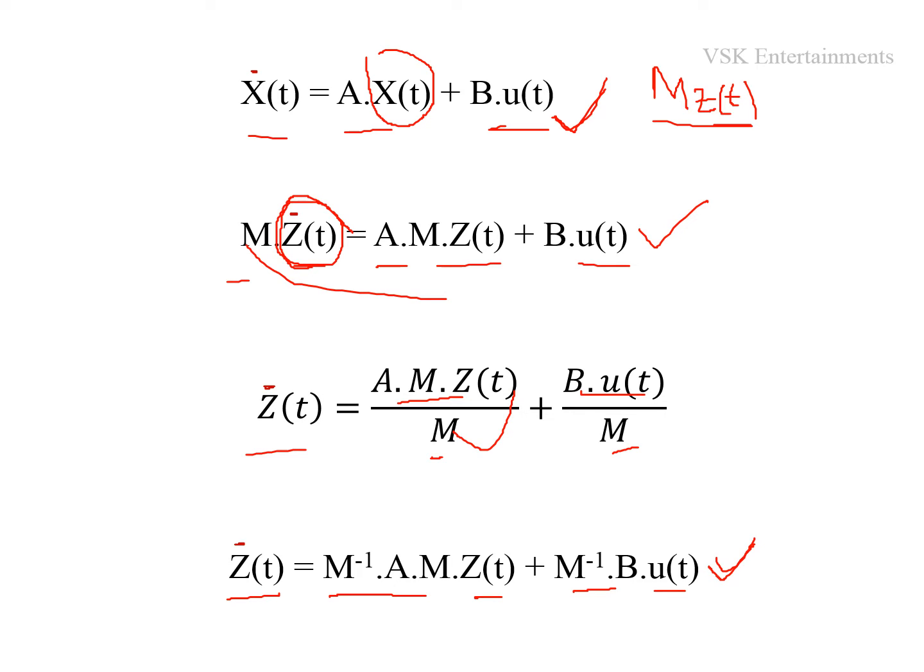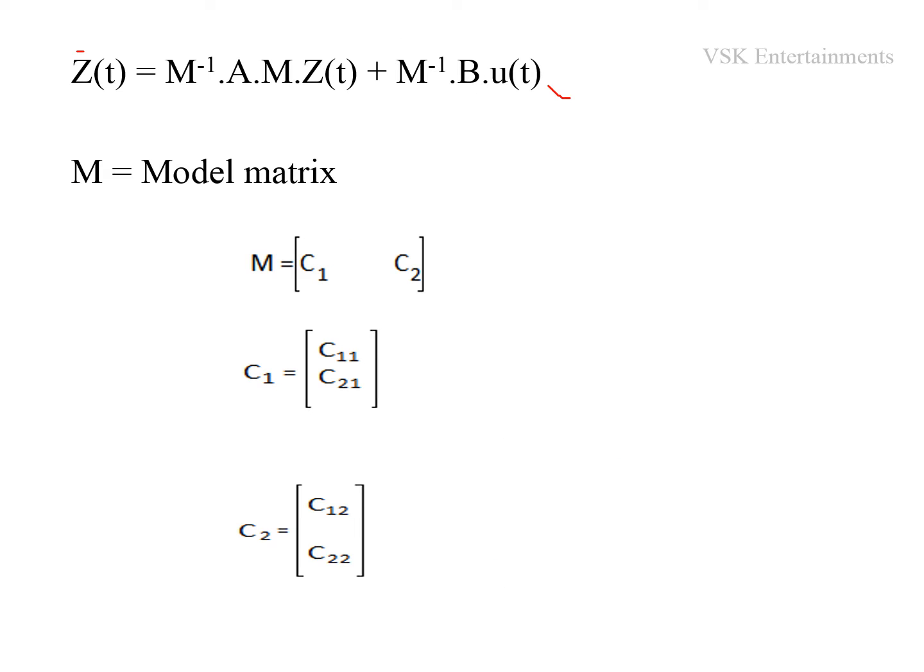In this equation, this matrix, M inverse into A into M, is the diagonal matrix. This is the new state equation with the diagonal system matrix or diagonal state matrix, that is z dot of t is equal to M inverse into A into M into z of t plus M inverse into B into e of t. In this equation, M inverse into A into M is the diagonal state matrix.